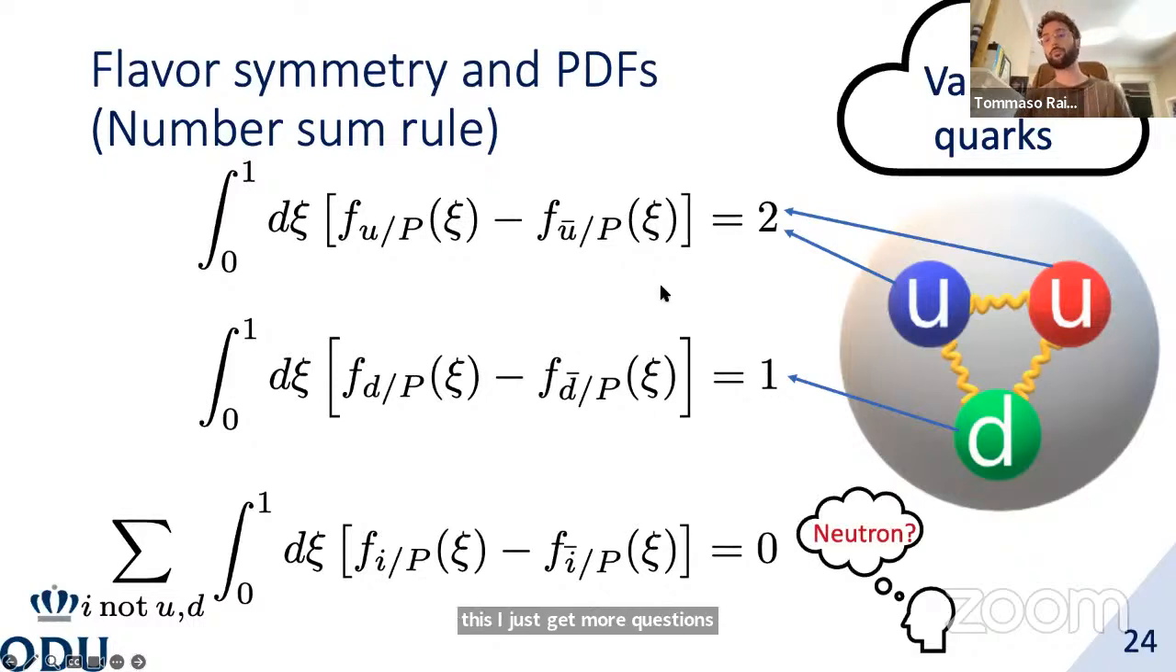All right, so this was for the proton. You obviously can do the same for the neutron. You can do the same for all the other particles, the pions, the kaons, and whatever else.